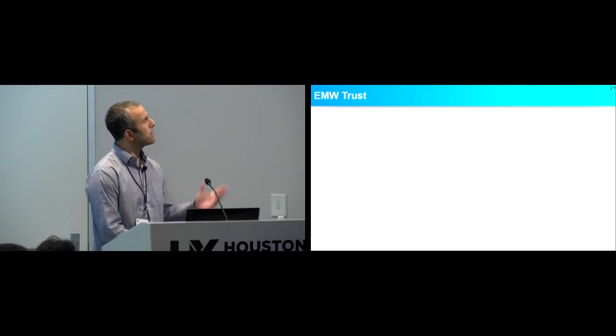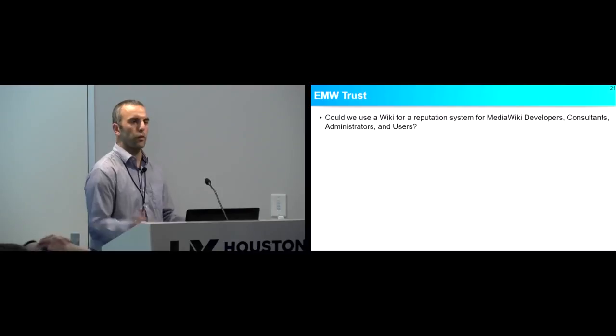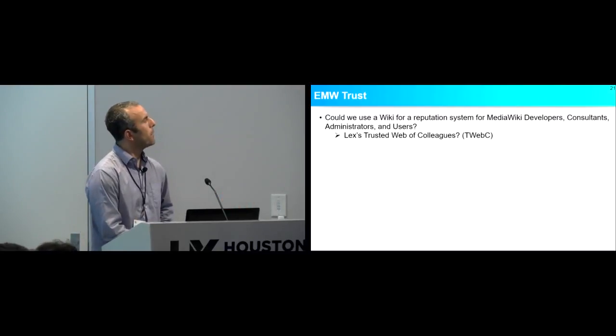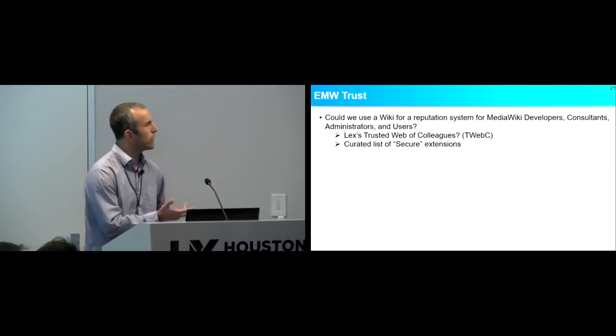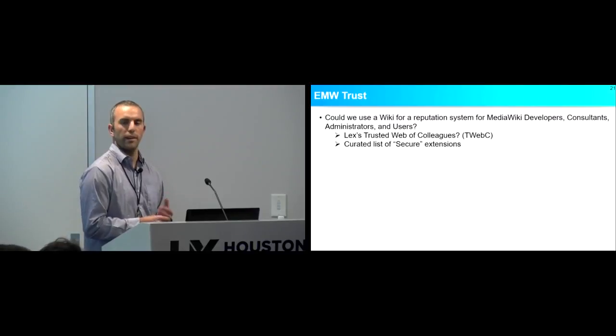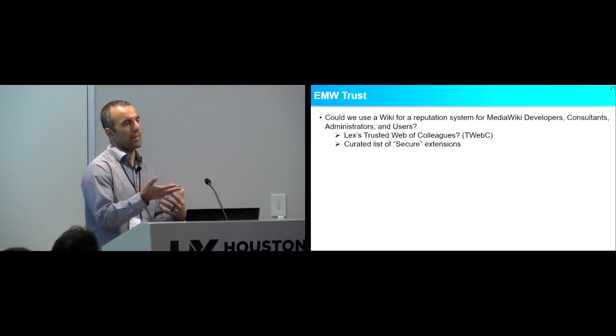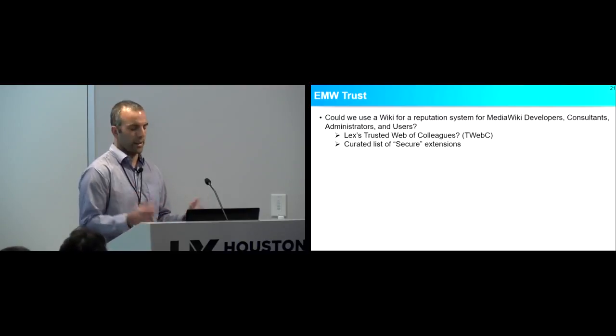And so I just wanted to extend it briefly to ourselves, right? Could we have a wiki reputation system for this group and beyond? So Lex has famously come up with the Trusted Web of Colleagues, which was an idea to do the same thing. But that could be a place where, talking to Bryan's last talk, you could have this curated list of secure extensions, right? So someone in that group has audited it and said, this extension is good. And it's this kind of delegated trust where I can't look at that extension and determine if it's good, but maybe Greg did, and I trust Greg, so I can install that extension.